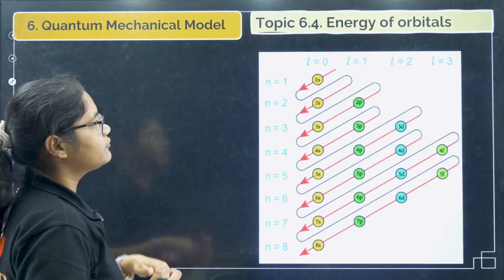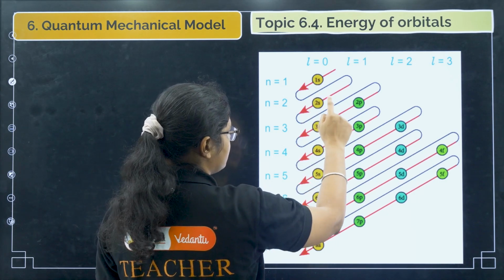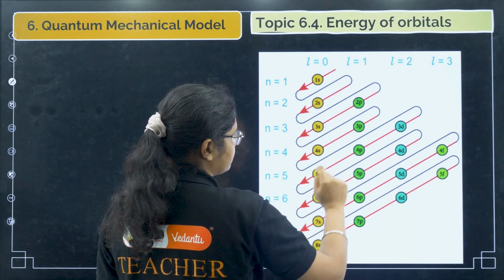Next, how to fill the energy. The energy of the orbitals varies in this way. First you have to fill 1s, then 2s, then 2p, then 3s, 3p, 4s, 4p, like this.